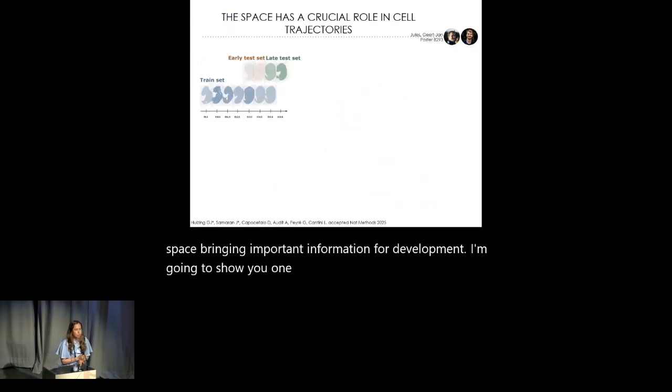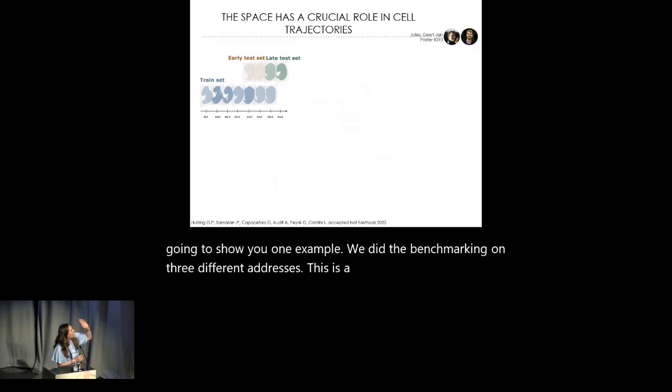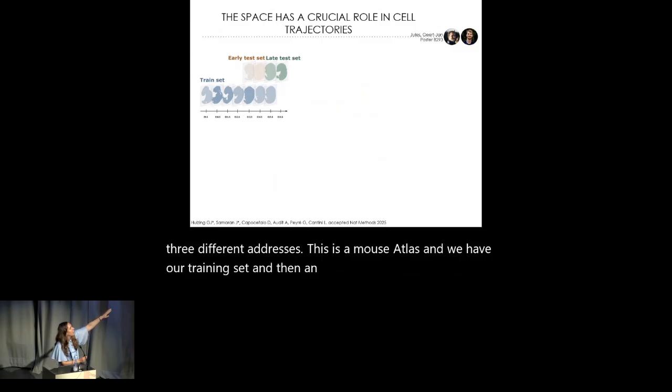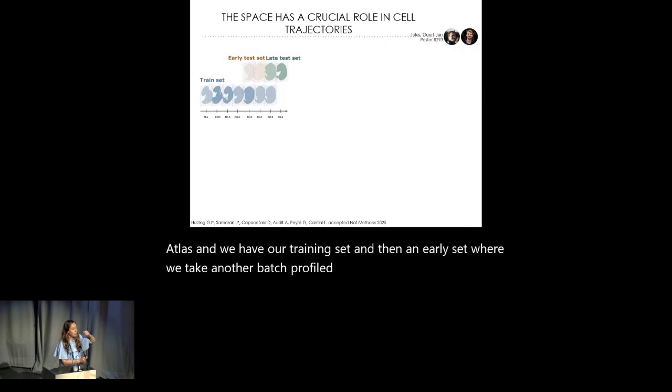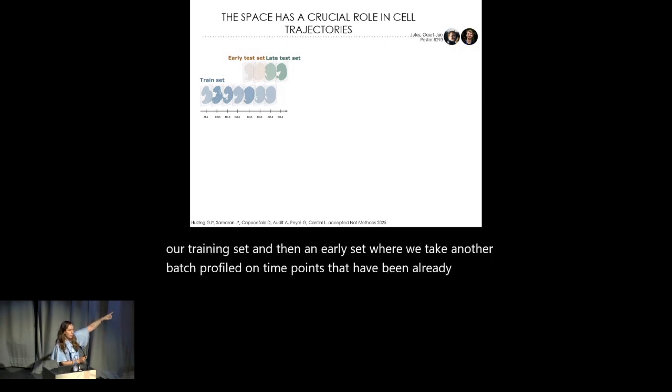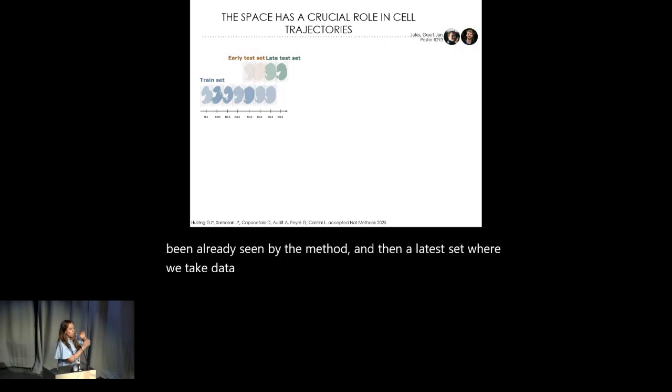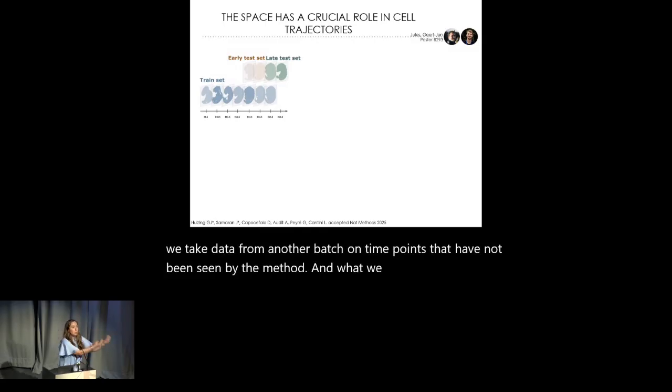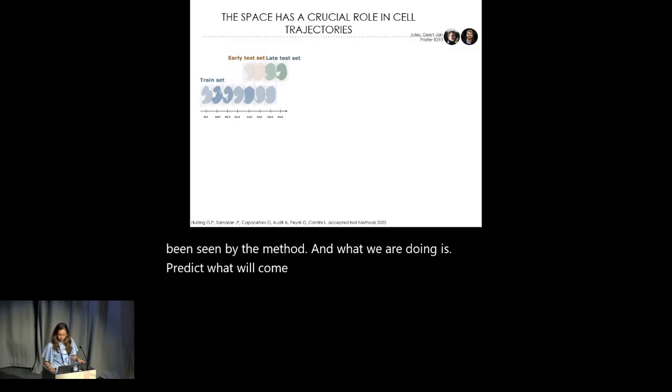We did the benchmarking on 3 different atlases. This is a mouse atlas, and we have our training set and then an early test set where we take another batch profiled on time points that have been already seen by the method, and then a late test set where we take data from another batch on time points that have not been seen by the method. And what we are doing is to try to predict what will come next.